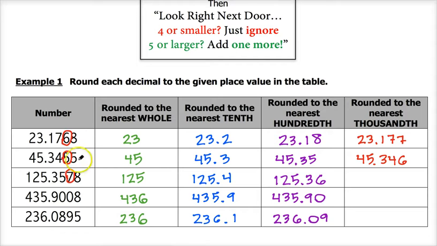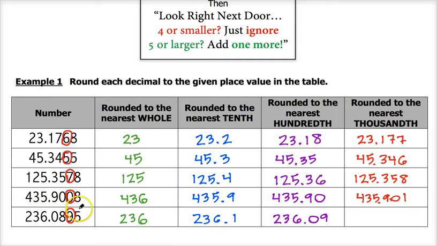Here we have a 7. To the right, we have an 8, so we add 1 more. This becomes 125.358. Here we have a 0. To the right we have an 8, so we add 1 more. This becomes 435.901. And then lastly we have a 9 here in the thousandths place.